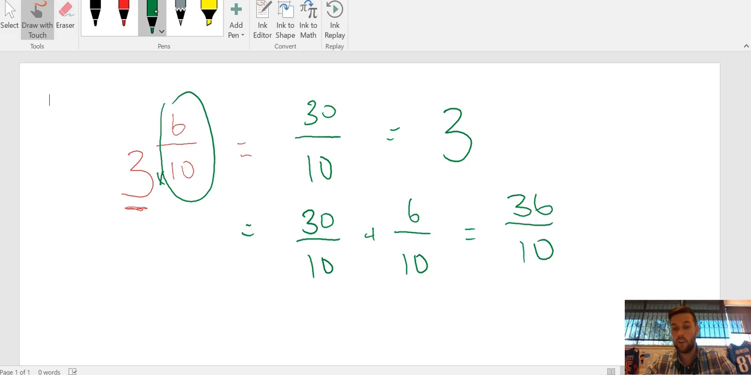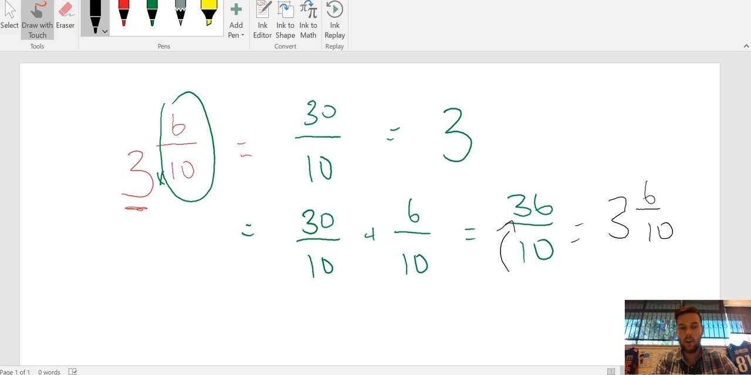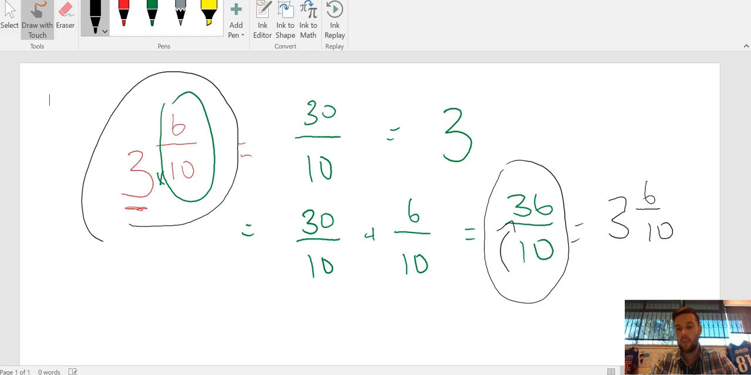Now, if we were to convert that back to a mixed numeral, we would ask, how many times does 10 go into 36? Well, it goes 3 times with 6 left over. Can you see the correlation from what we started with? We started with 3 and 6/10. We got to 36/10, and our final answer, just to check, goes back to 3 and 6/10.